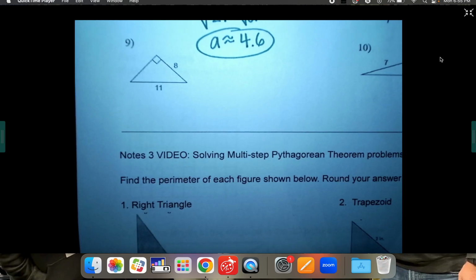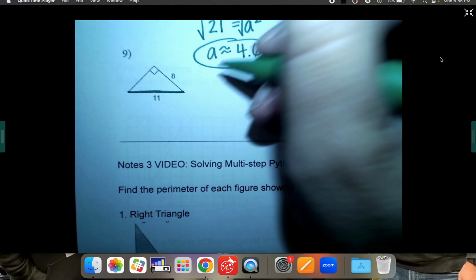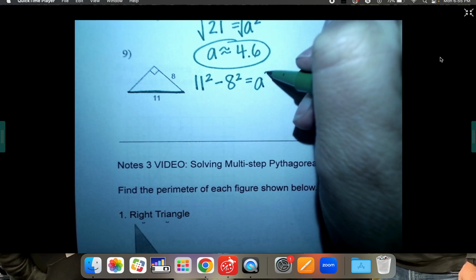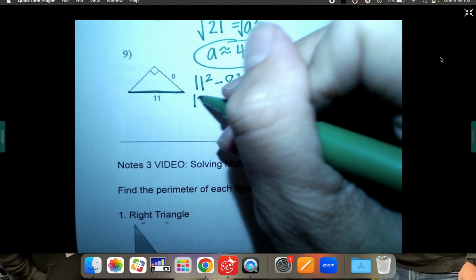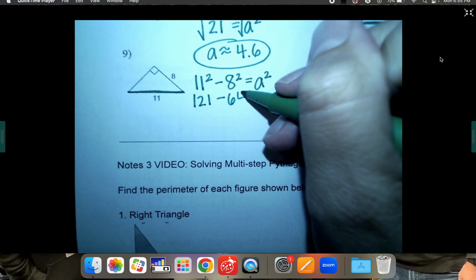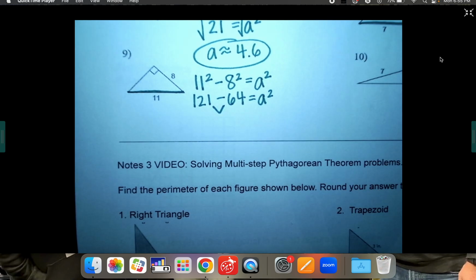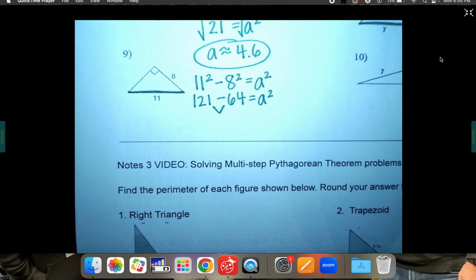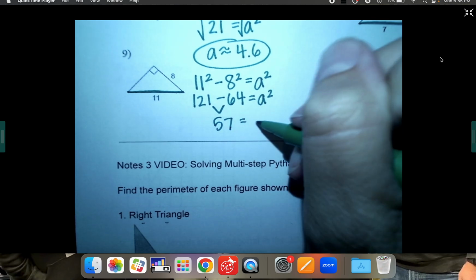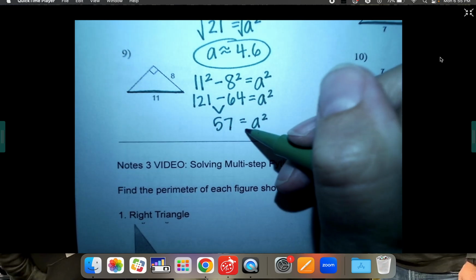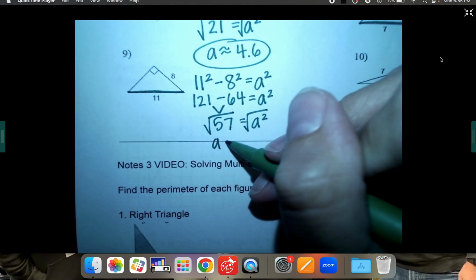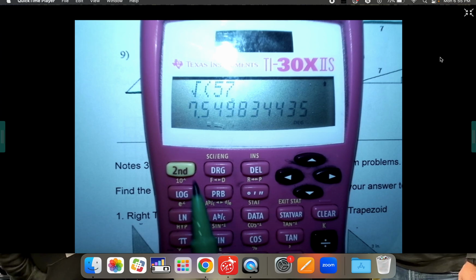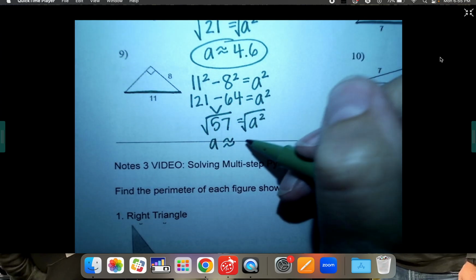And it is. All right, second to last one, the hypotenuse is 11. So I'd take 11 squared and I would subtract the 8 squared to get my a squared. 11 squared is 121. 8 squared is 64. When you subtract 121 minus 64, you get 57. And that is definitely not the answer, but that's what a squared equals. So we're going to square root it now. The square root of 57 is about 7.5. So about 7.5.